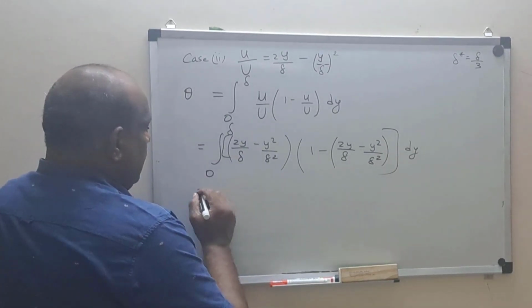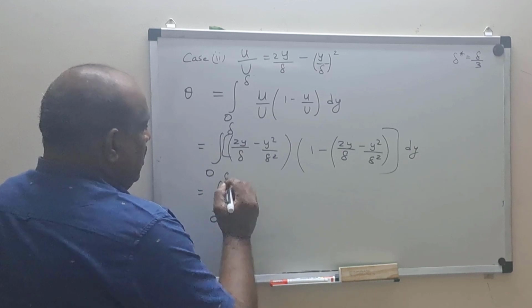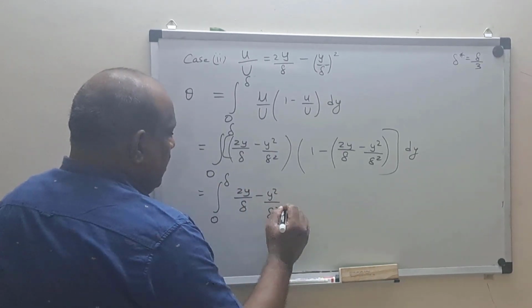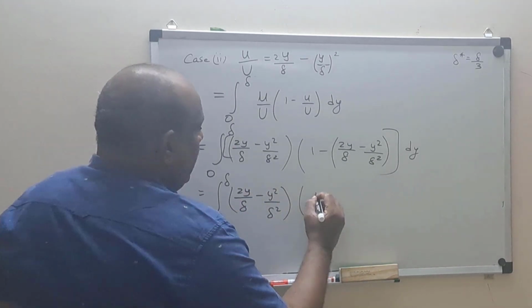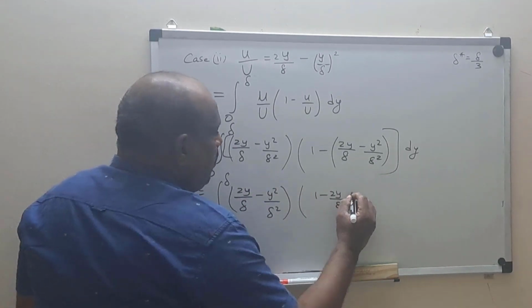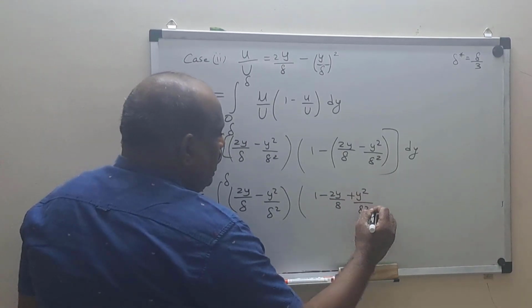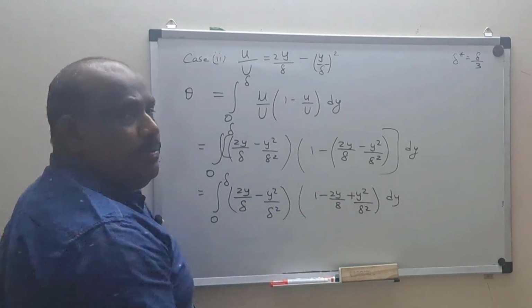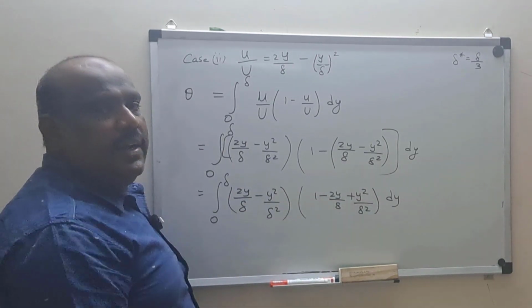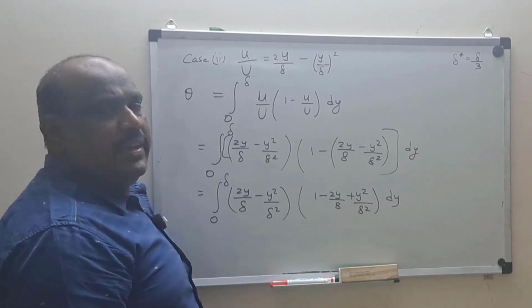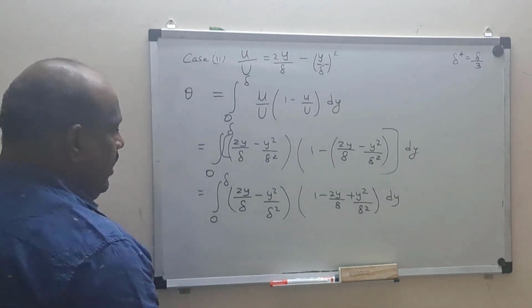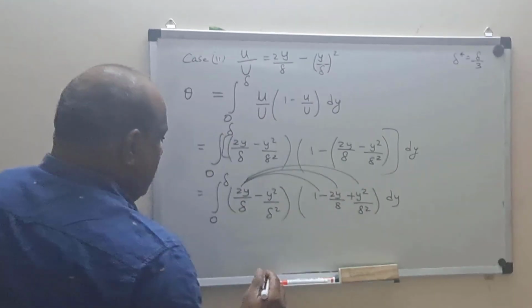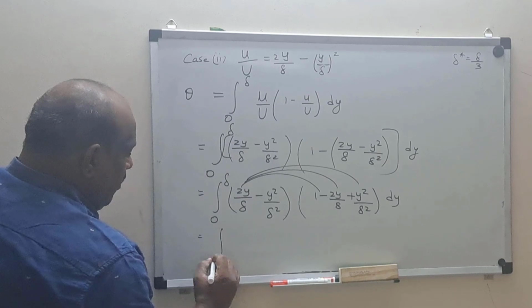So it will become the integral from 0 to delta of 2y by delta minus y squared by delta squared, into 1 minus 2y by delta plus y squared by delta squared, dy. Here are 2 terms and here are 3 terms, so when I multiply, there will be 6 terms. Then you integrate, substitute the limits of integration, and you will get the solution. First I will take this term and multiply with all the 3 terms.